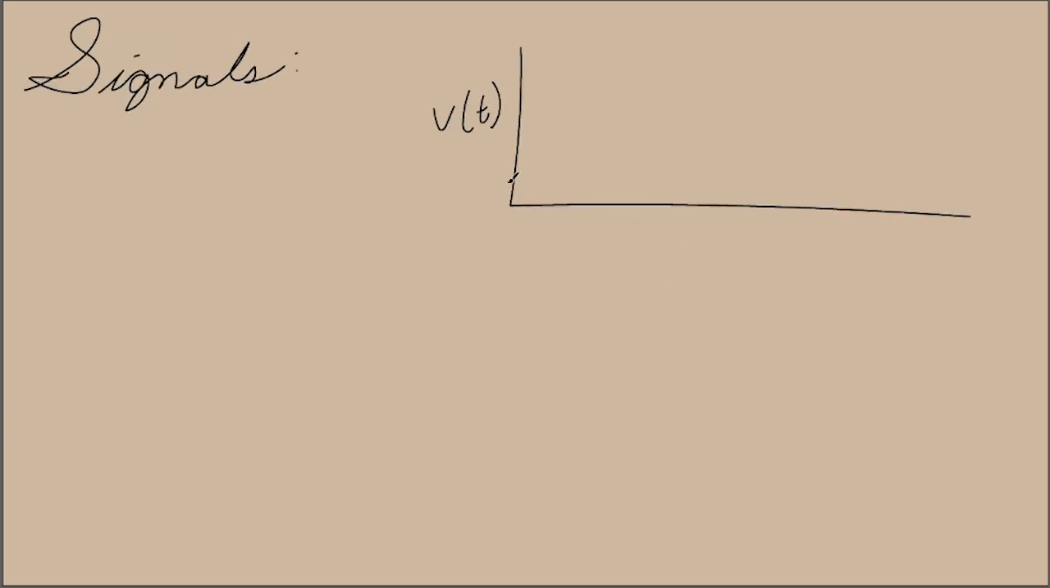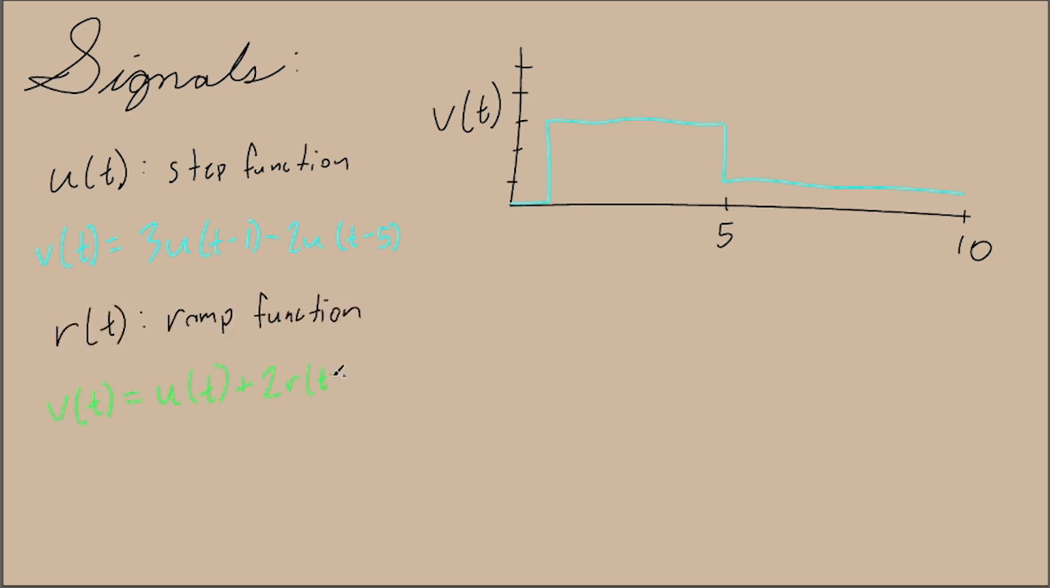Signals. A step function looks like this, u of t. It's easier just to show you. 3u of t minus 1 would be a step of 3 that starts at t equals 1. Then the minus 2 starts at t equals 5, leaving you at v of t greater than 5 equals 1.